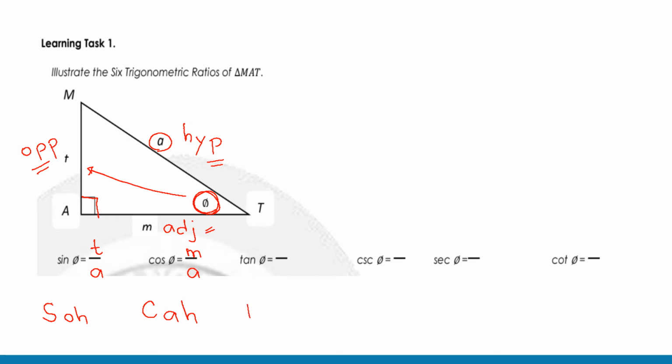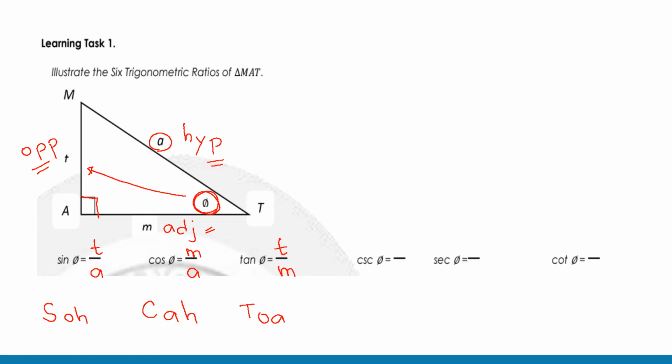Next, tangent is T, then OA, which is opposite over the adjacent side. Now, ano ang opposite nga natin? Ang opposite ay T at ang adjacent natin ay M. So, that is T over M.